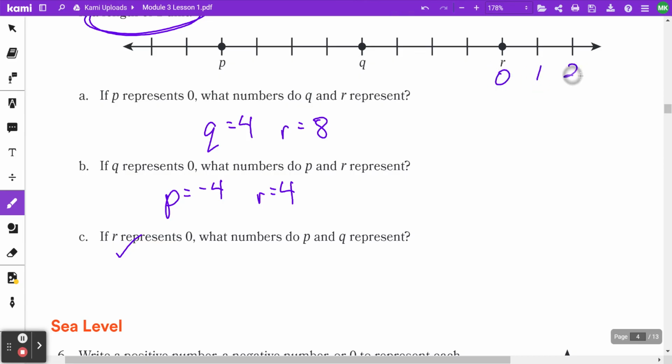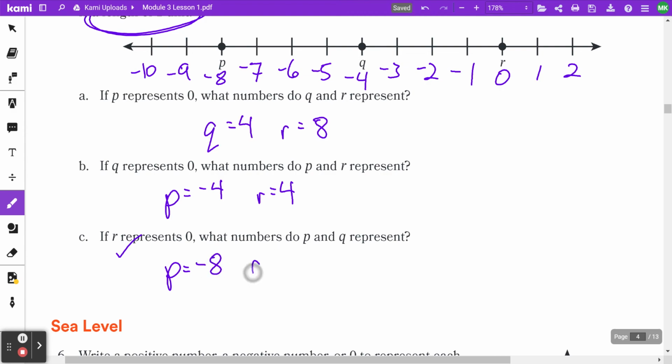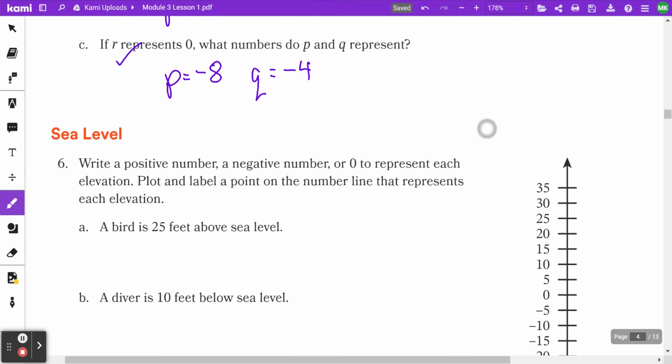Well, that means here are my positive values, but my negative integers are going to be far more of them on this number line anyway. -7, -8, -9, and -10. Okay, so P equals, that's my -8, right? -8. And my Q equals a -4. There you have it.